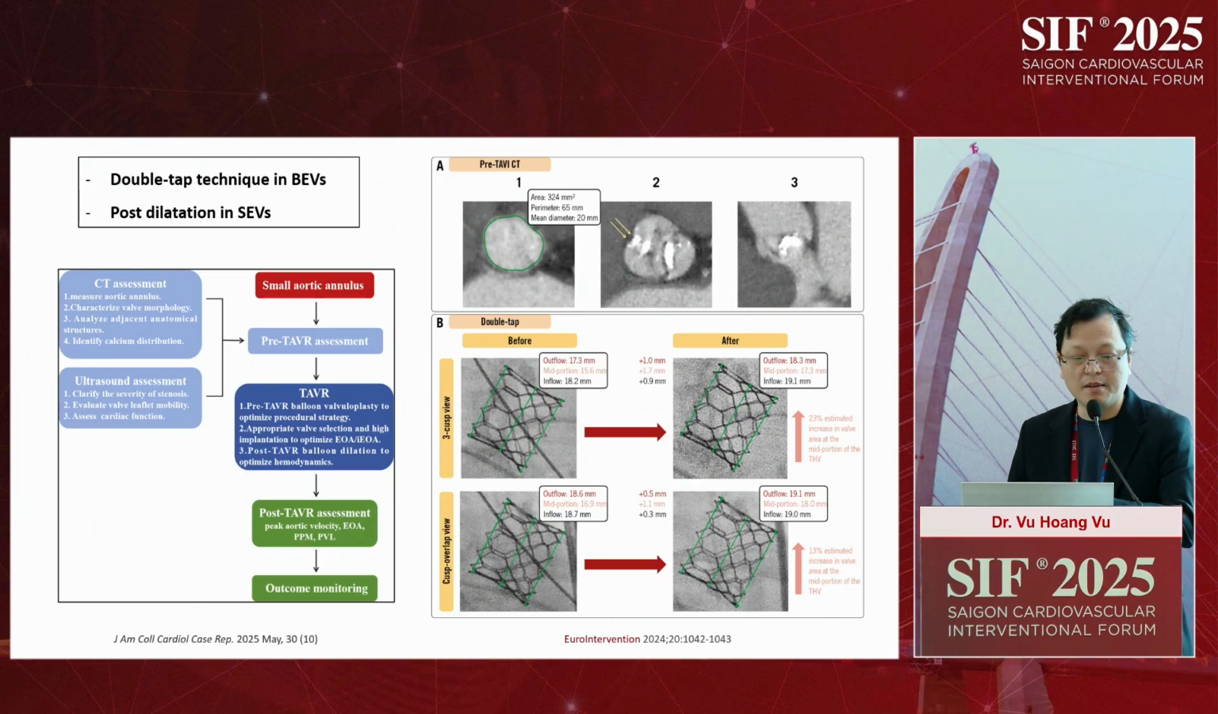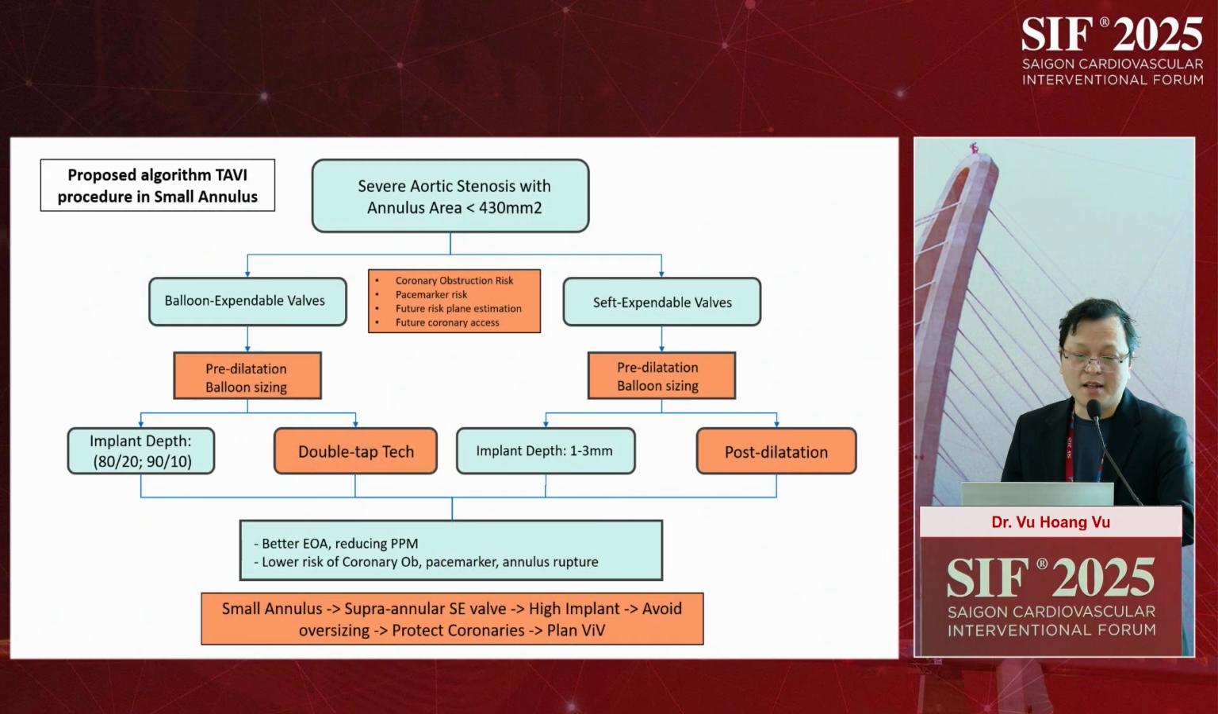And also on the left-hand side, in some cases of small annulus, they recommend post-dilatation for the self-expandable valve to get better hemodynamics for the patient, and higher implantation for that. So this is the algorithm for TAVI in small annulus that I suppose for myself, but I don't know. Everybody here maybe has a different opinion.